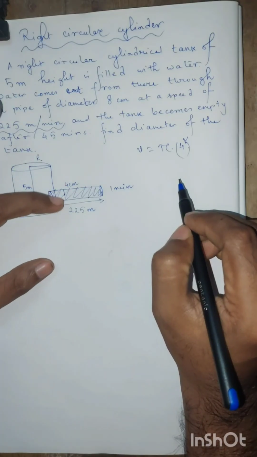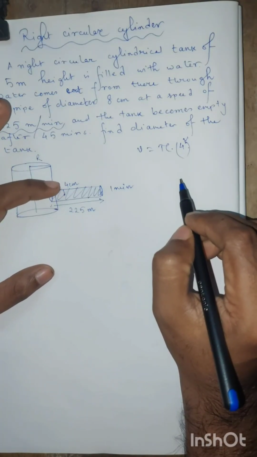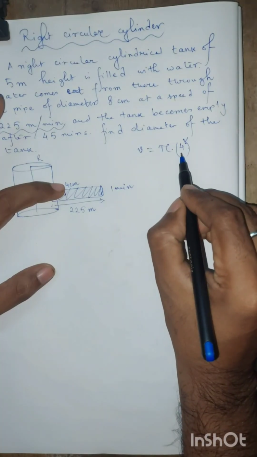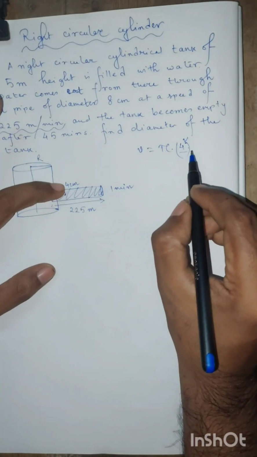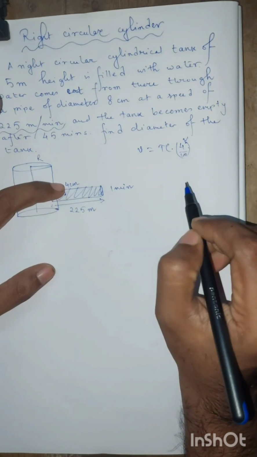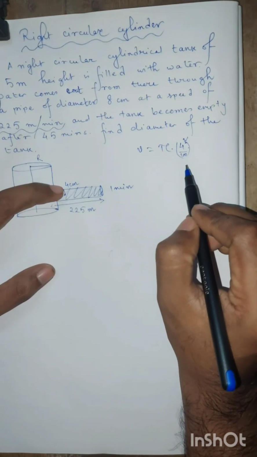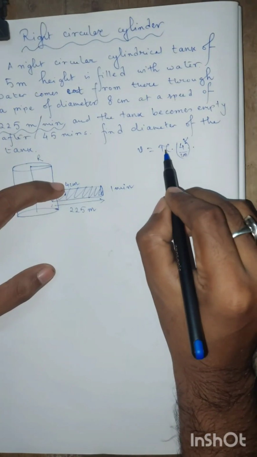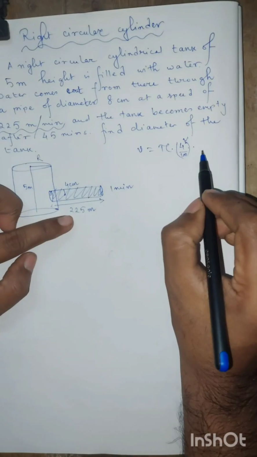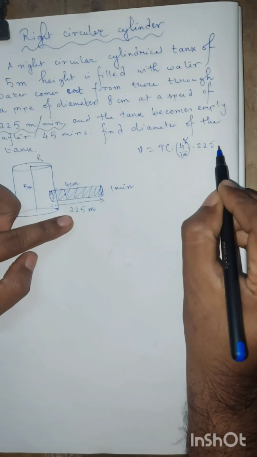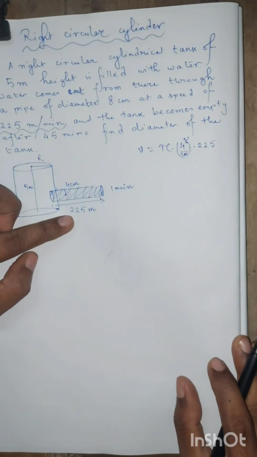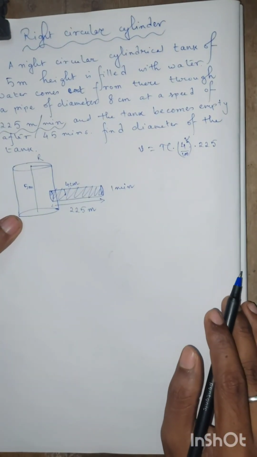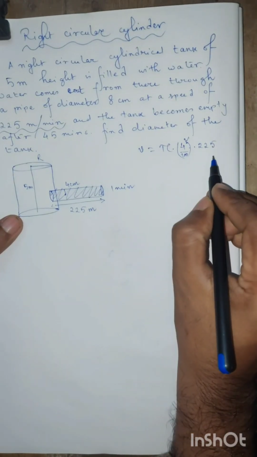So we have to keep the units same. So instead of writing 4 centimeter, we are writing 4 by 100 meter. So we have converted this into meter. So pi r square into h, h is 225 meter. So this is the volume of water in 1 minute.